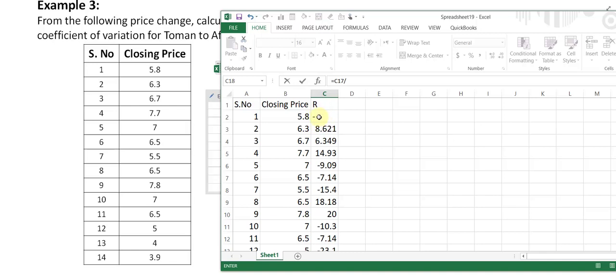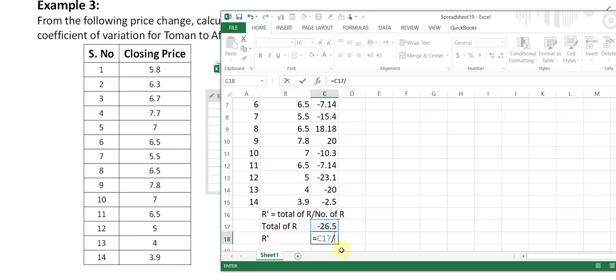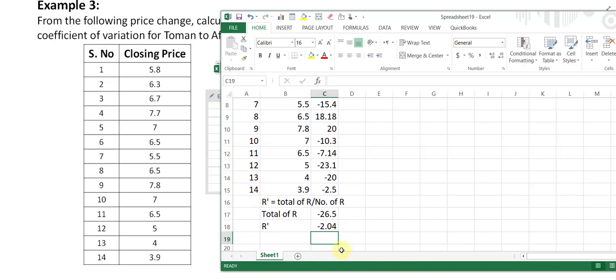Why? Because the first one is, we can say, indefinite. So that is not the number. So how many do we have? 1, 2, 3, 4, 5. So total became 13. So total of R divided by number of R. Press the equal sign. Now, return is equal to how much? This is the expected return.